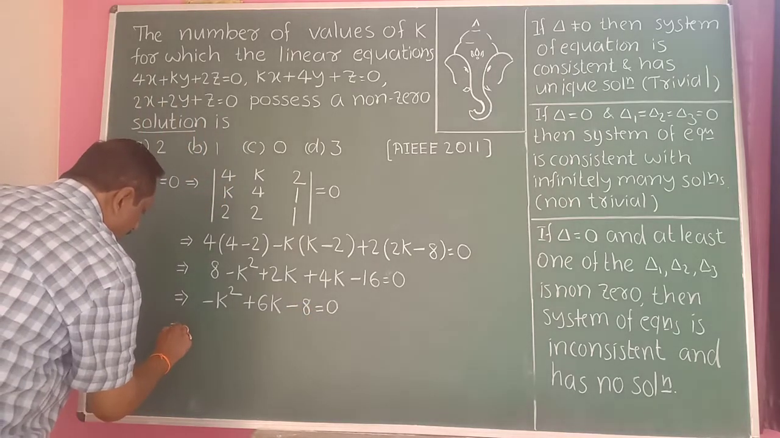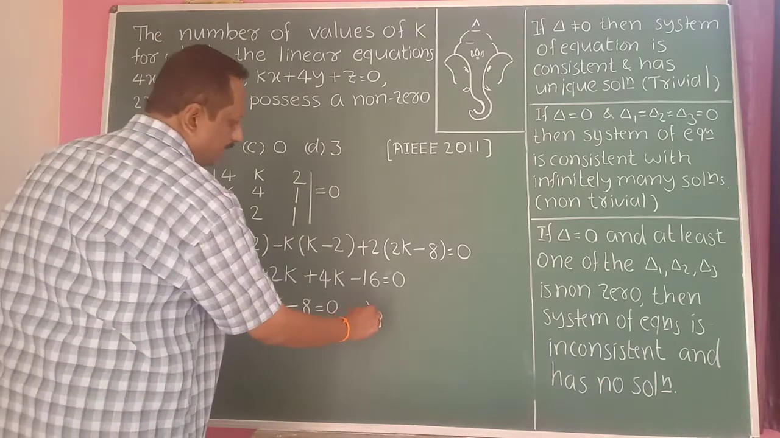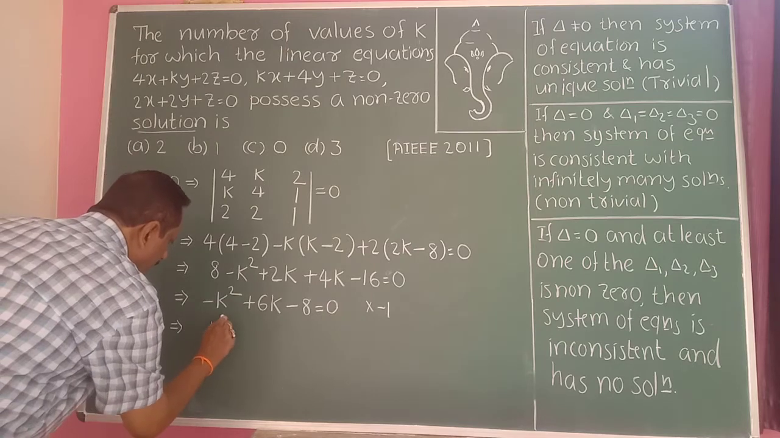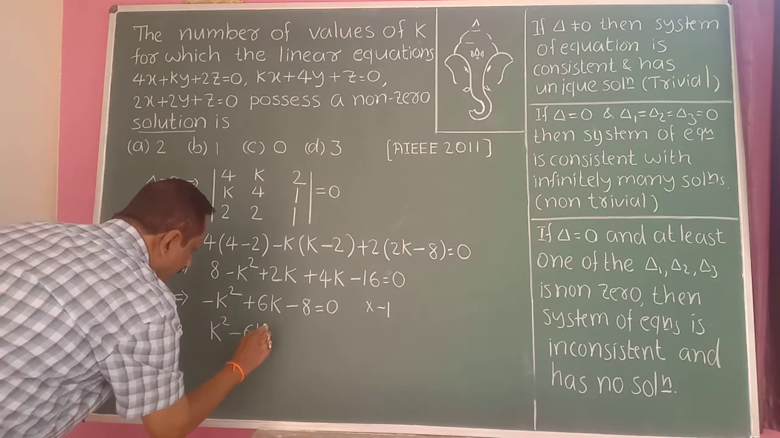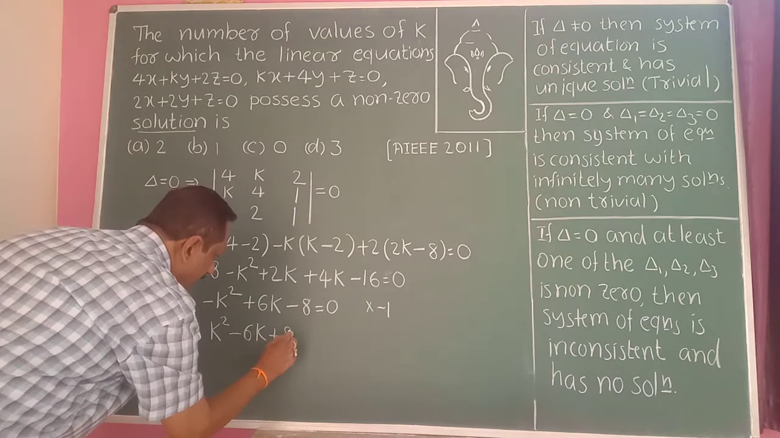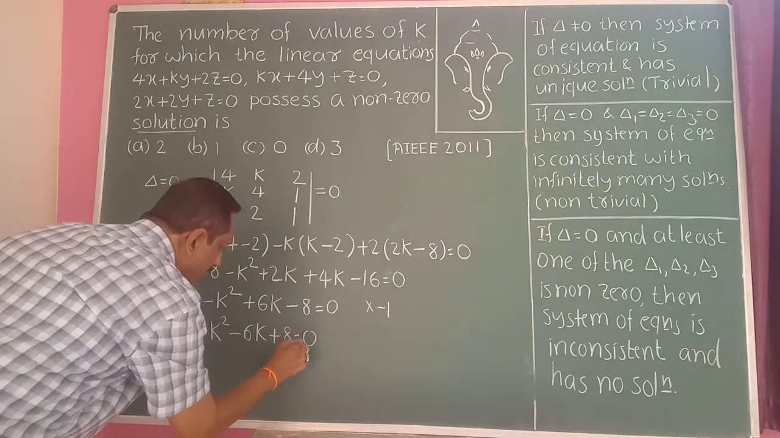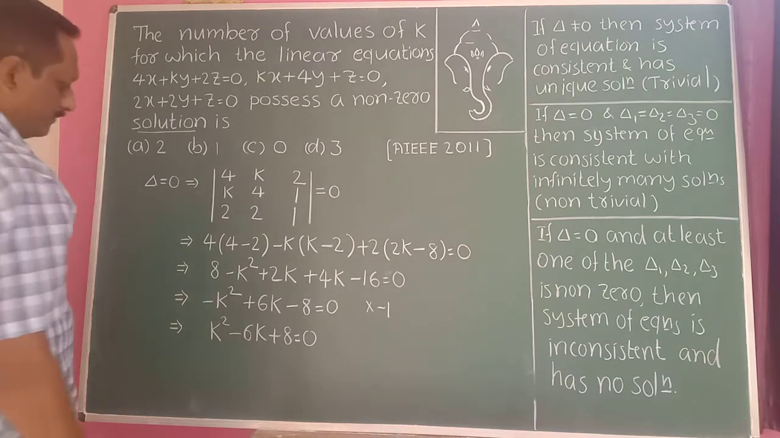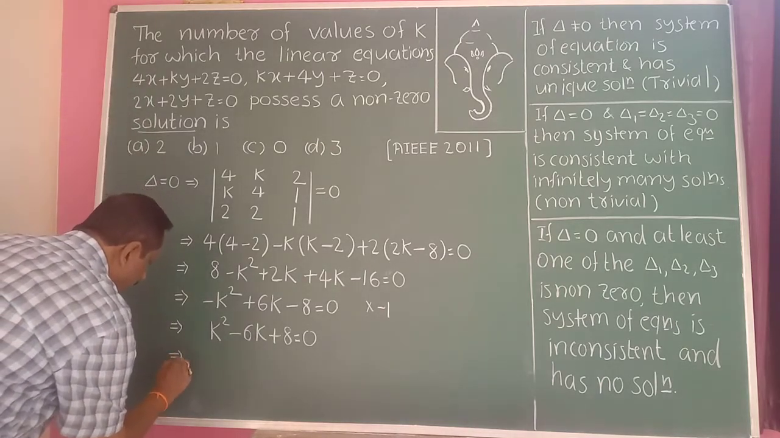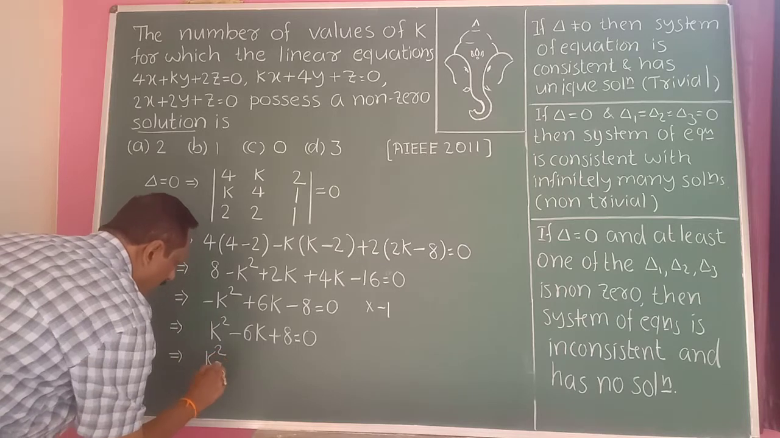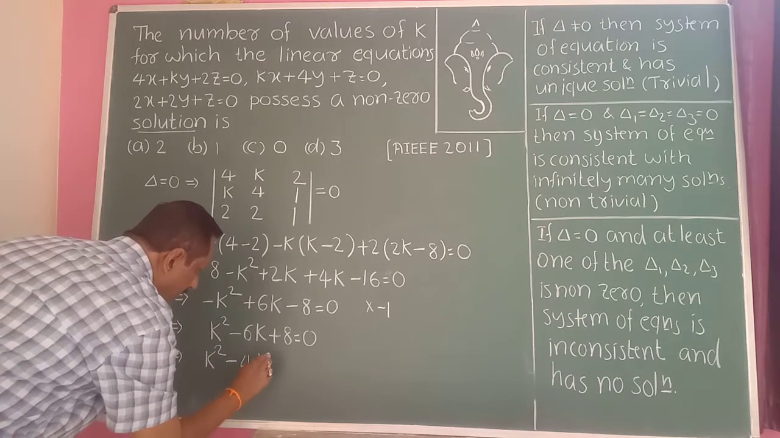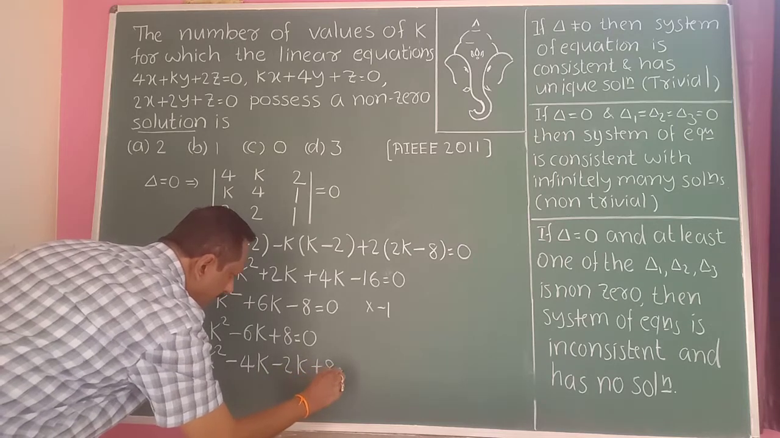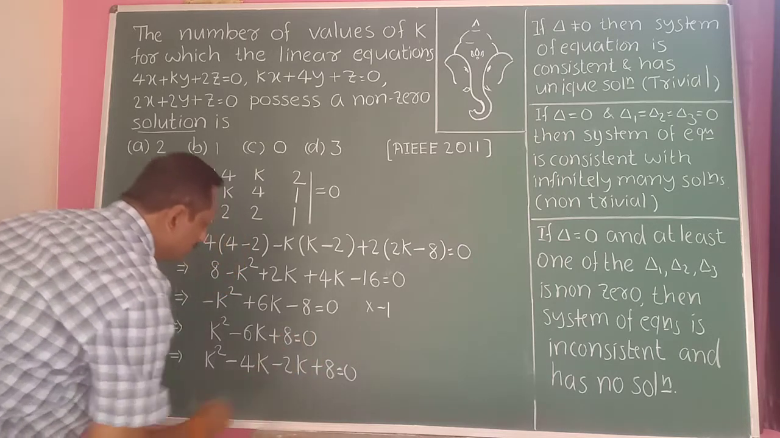Therefore, multiplying both sides by minus 1, we get k square minus 6k plus 8 is equal to 0. It is a quadratic equation here. So, two numbers are 4 and 2 here. Therefore, k square minus 4k minus 2k plus 8 is equal to 0 here.